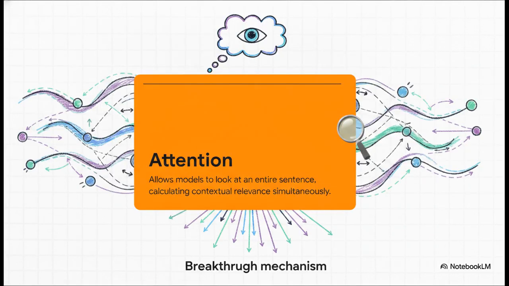Then came a famous paper called Attention is All You Need. And honestly, it changed the world. It introduced attention, a breakthrough mechanism allowing models to look at an entire sentence at once. The neural network essentially asks relational questions about the whole phrase in one go, calculating how relevant every single word is to every other word simultaneously.